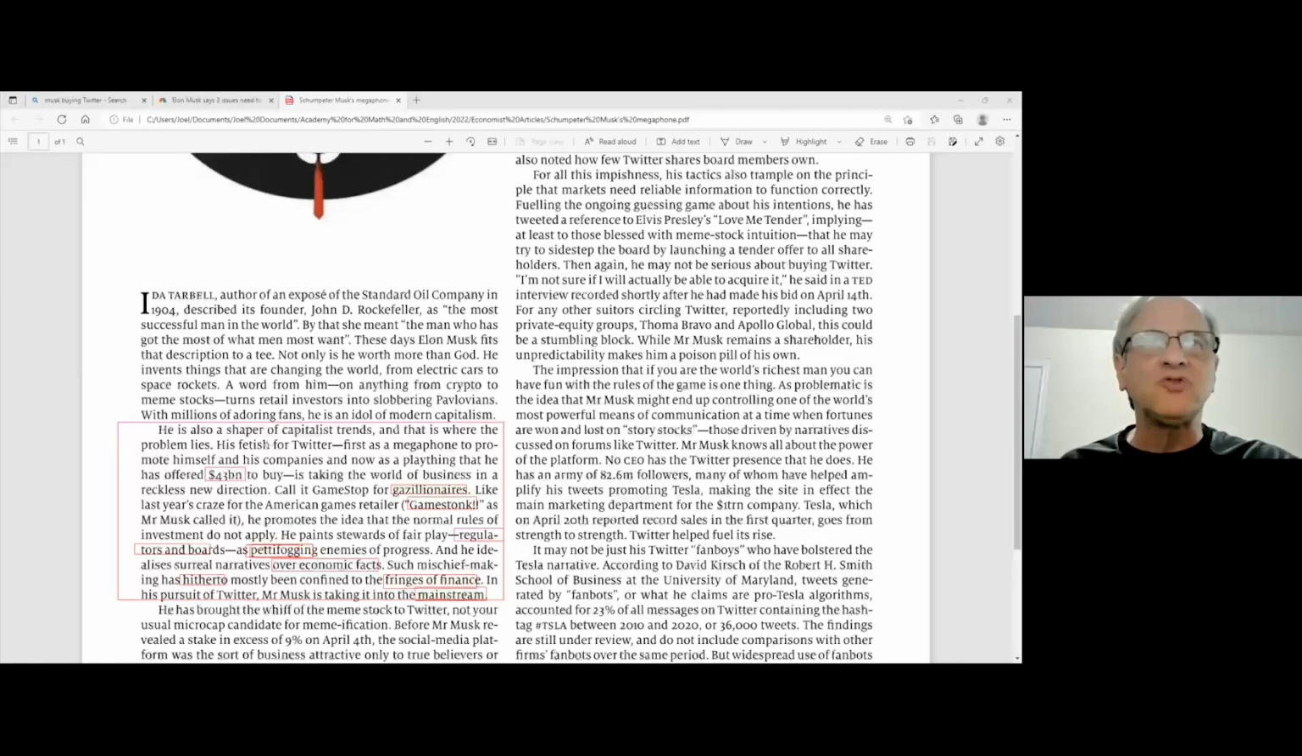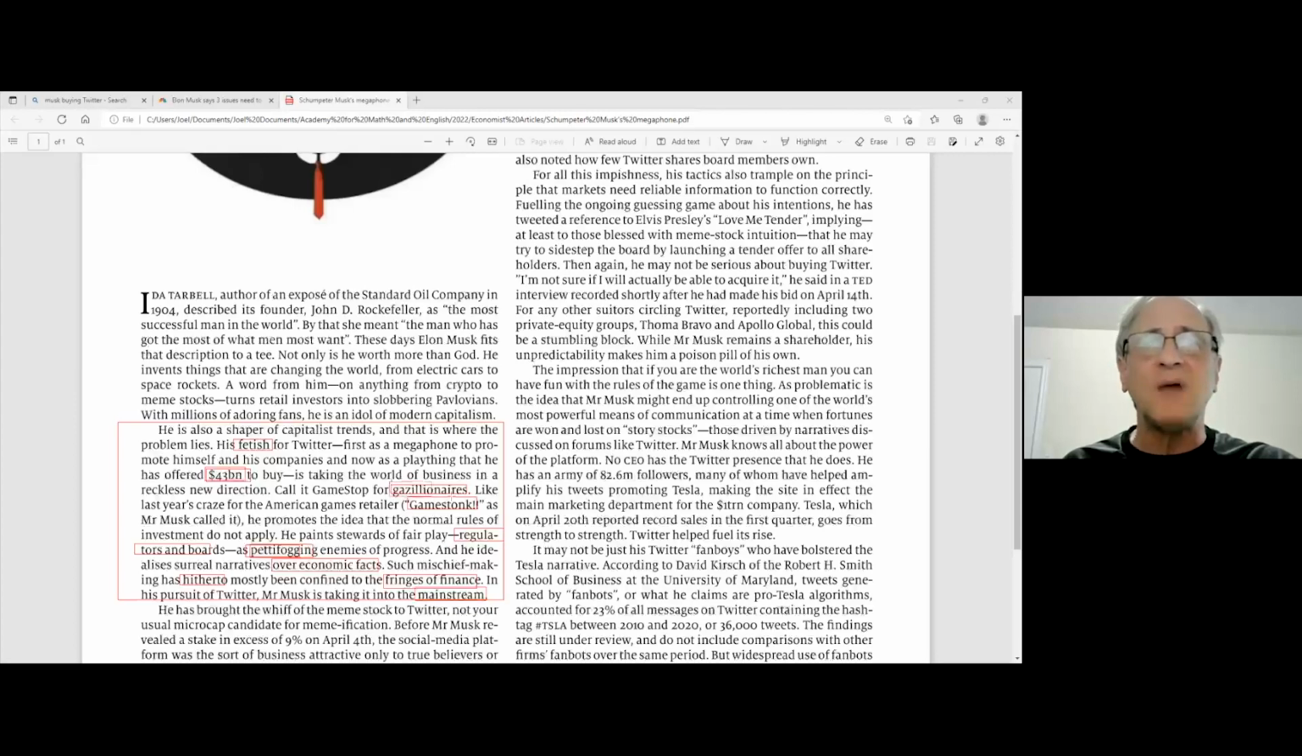He's a shaper of trends, his fetish for Twitter. He likes Twitter a lot. He has a fetish, he loves it. So he paid $43 billion to buy it. That's what he did a couple of months ago. That's a lot of money, wouldn't you think? $43 billion to buy it. But the deal hasn't been finalized. It hasn't been accepted. So we still don't even know to this day if the deal is going to be accepted and if he's going to be the owner.